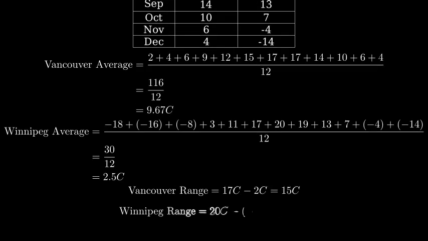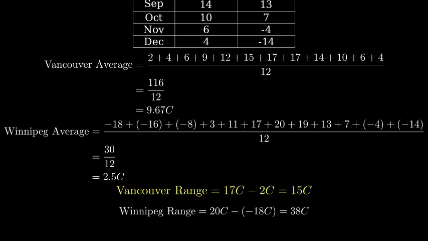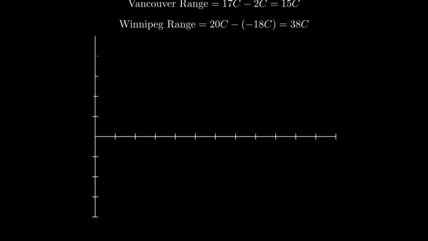Next, let's find the temperature range for each city. For Vancouver, the highest temperature is 17, and the lowest is 2, giving us a range of 15 degrees. For Winnipeg, the highest is 20 and the lowest is minus 18, giving us a much larger range of 38 degrees. Let's visualize this data on a graph.